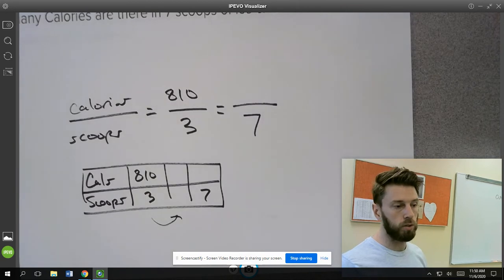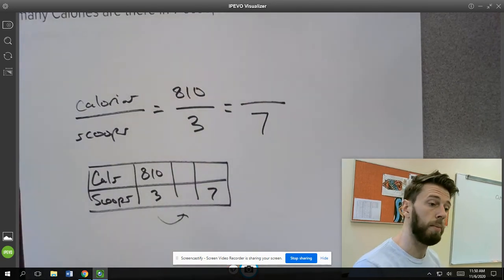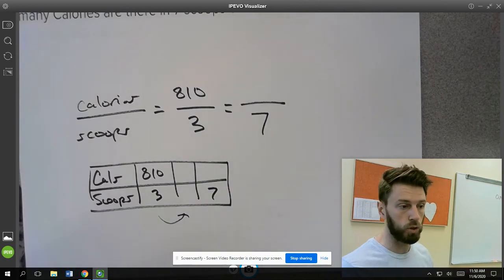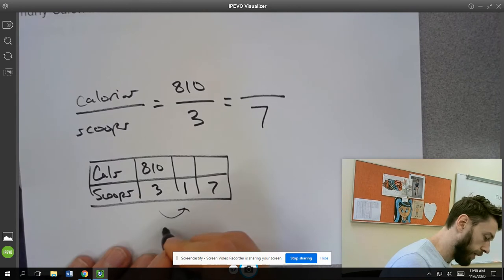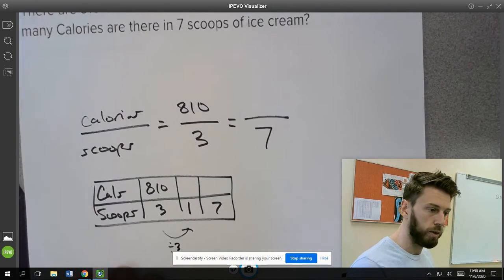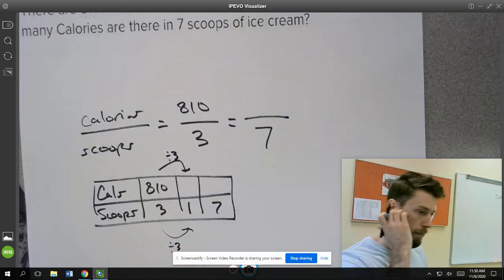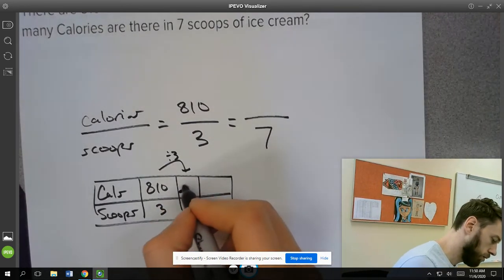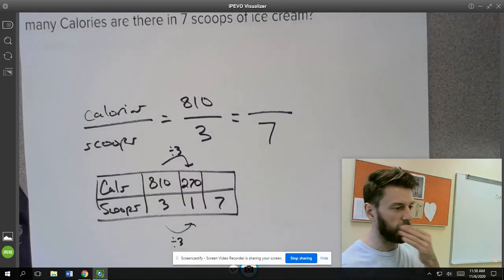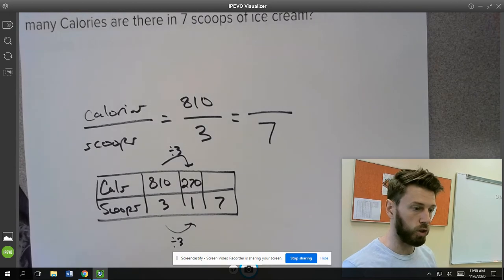And I think the best way to do this is to find the unit rate. Instead of finding how many calories are in 3 scoops, let's find out how many calories are in 1 scoop, right? Calories per scoop. And if we can figure that out, then all we have to do is multiply it by 7. So let's divide this down by 3, find a unit rate here, and divide 810 by 3, which is 270. 81 divided by 3 is 27. So 270 calories per scoop.